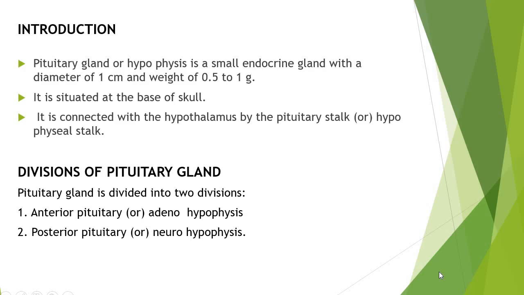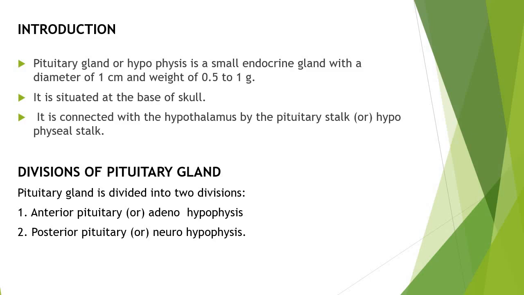So, introduction. The pituitary gland or hypophysis is a small endocrine gland with a diameter of 1 centimeter and a weight of 0.5 to 1 gram. It is located at the base of the skull. It is connected with the hypothalamus by the pituitary stalk, or hypophyseal stalk.